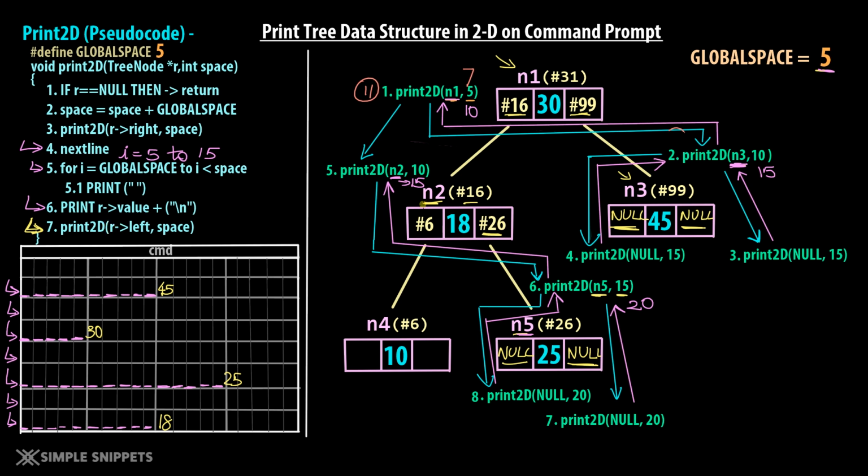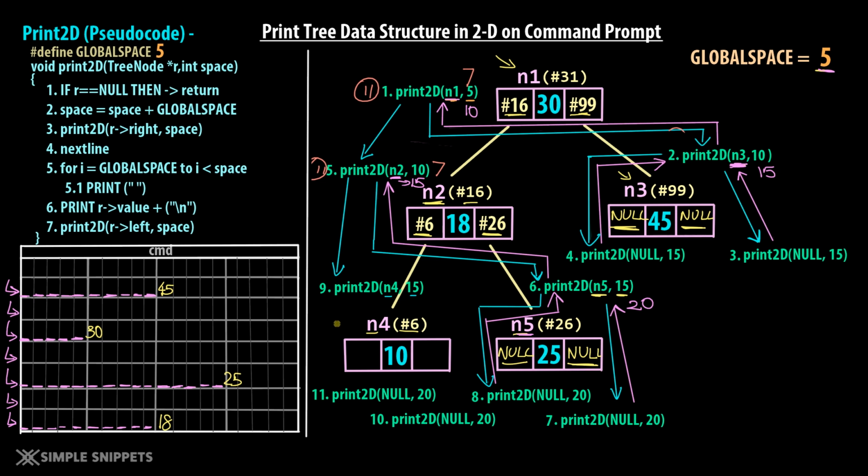So r of left is nothing but n2's left. Who's there to the left of n2? We have hash 6, which is the address of n4. So we are passing n4, and the space value is going to be 15, so we are also passing 15. So 5th print 2D is going to call 9th print 2D. We are going to pass n4 and 15. And the 5th print 2D, of course, will get paused at the 7th step.